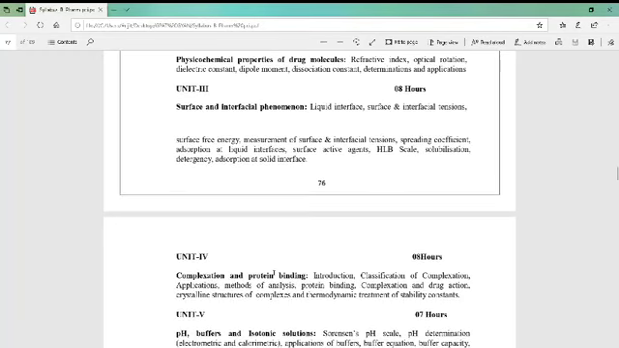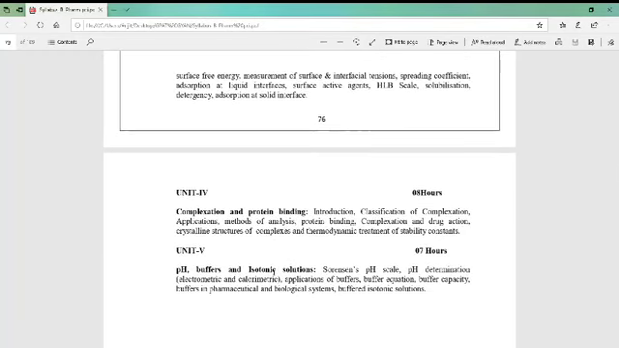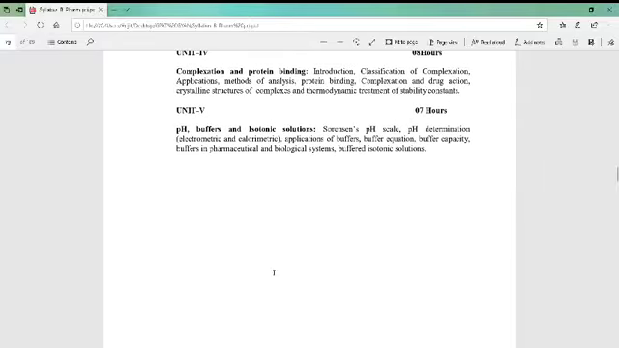In unit 4 you can see complexation and protein binding, and how the protein binding of any drug can impact ADME, the pharmacokinetic and pharmacodynamic properties. And in unit 5, the last unit of Pharmaceutics 1, it is all about pH, buffers and isotonic solutions. So that is all about the syllabus.